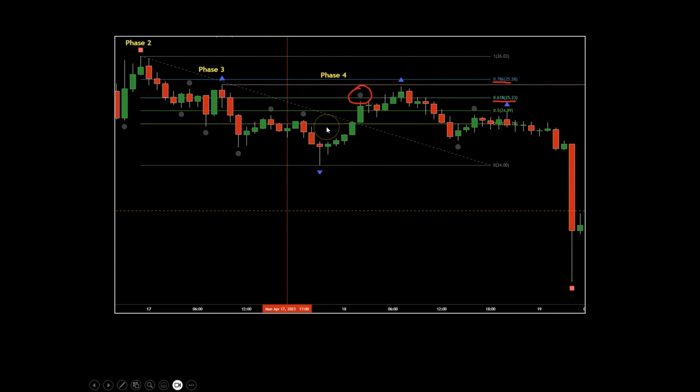So there you have it, guys. That is our fourth and final phase. And this is exactly how you should be thinking about the market.